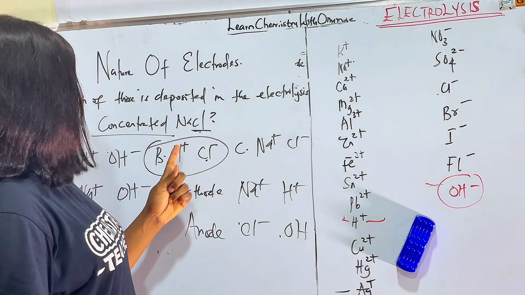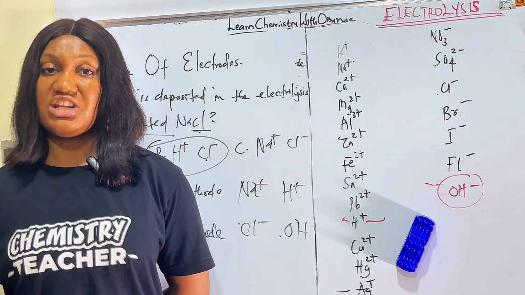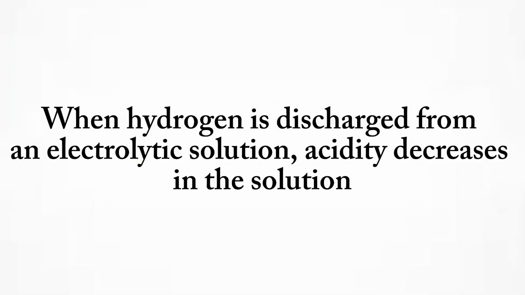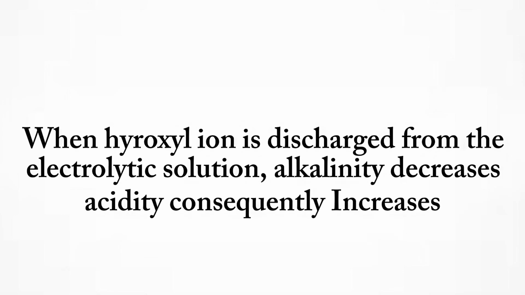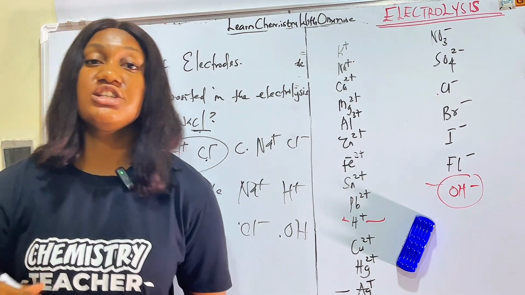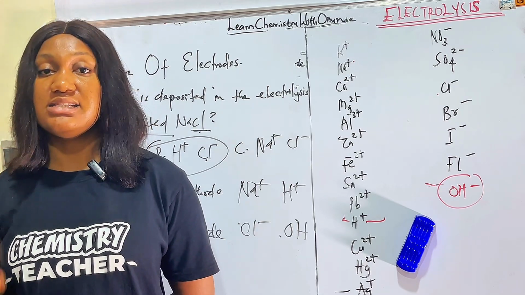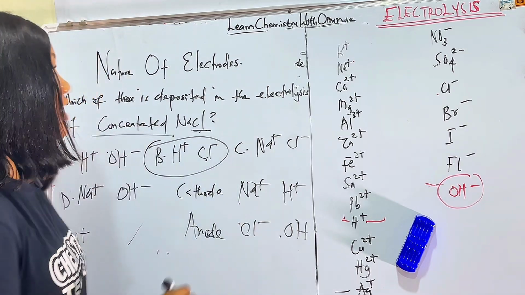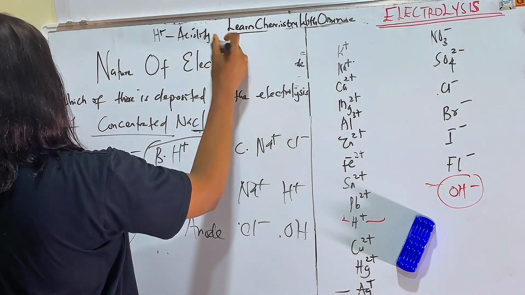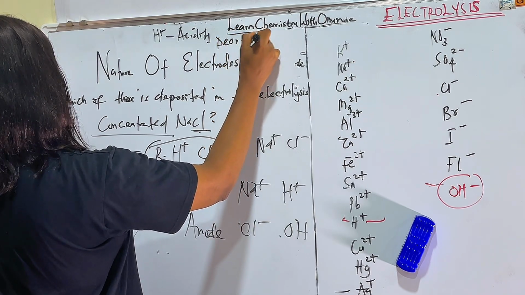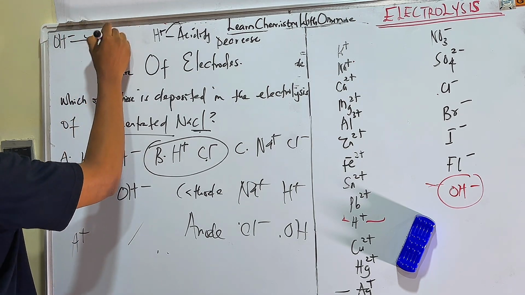Now what's going to remain in the solution? Once you have hydrogen being discharged from a solution, that solution's acidity automatically decreases. Once OH is discharged from a solution, acidity also what? Increases. So if hydrogen is discharged, acidity decreases. If OH is discharged, acidity increases. So if hydrogen is discharged from the solution, acidity is going to do what? Acidity would decrease because hydrogen has been discharged. However, if OH is discharged, acidity will increase.